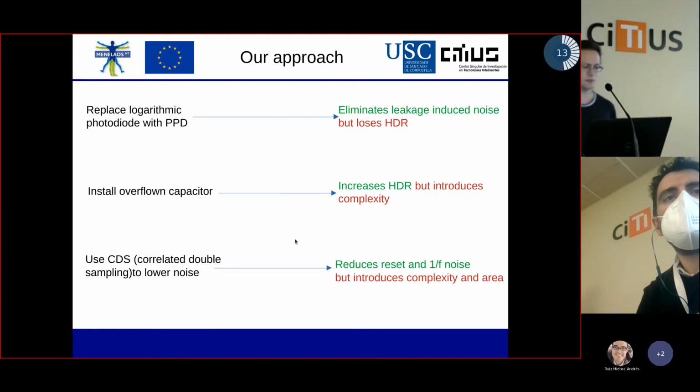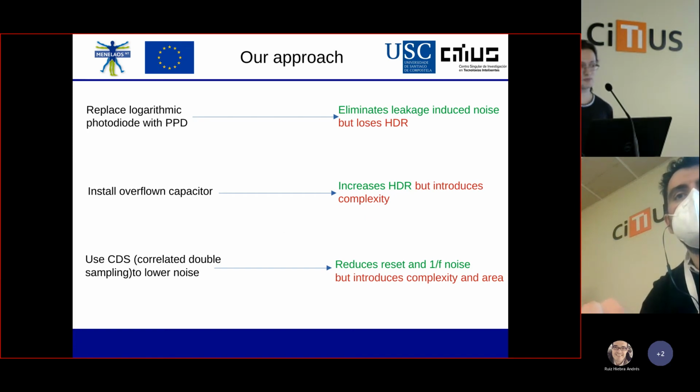So our approach was to replace the logarithmic photodiode with a pinned photodiode. PPD stands for pinned photodiode. This will eliminate a type of noise induced by leakages, but it keeps the advantage of the logarithmic photodiode, which is higher dynamic range. For that, we installed an overflow capacitor. When our photodiode oversaturates, this capacitor will catch the overflown electrons. This will increase dynamic range, but you will need a more complex algorithm to run the pixel. We will also use correlated double sampling to lower the noise. This is especially good for reducing reset noise, offsets, and 1/f noise, but it also needs a more complex algorithm to run.